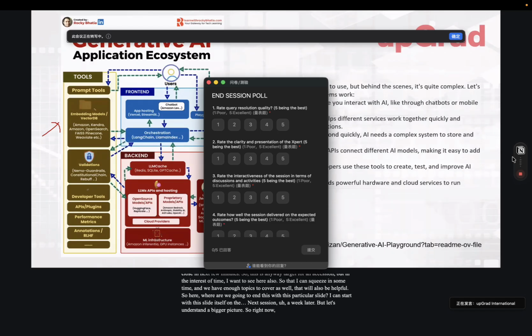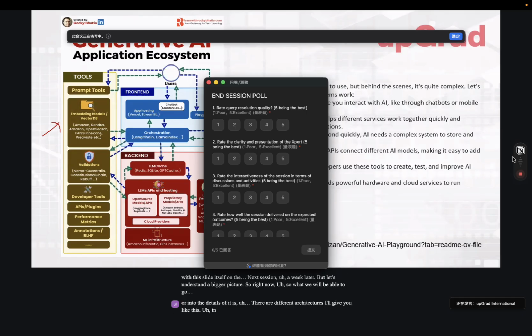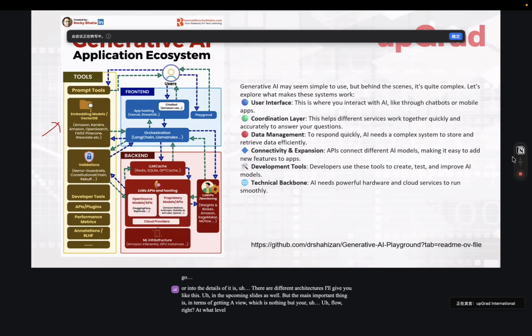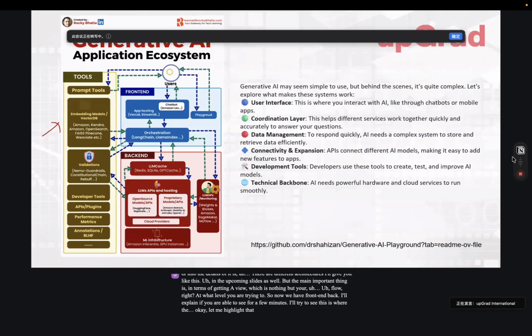There are different architectures I'll give you in the upcoming slides as well. But the main important thing is getting a view of your flow. Now we have front end and back end. I'll explain, if you are able to see, for a few minutes. Let me highlight that with a laser pointer.